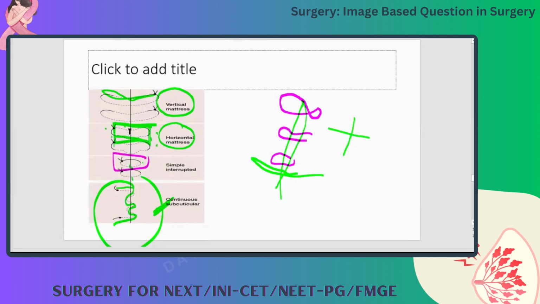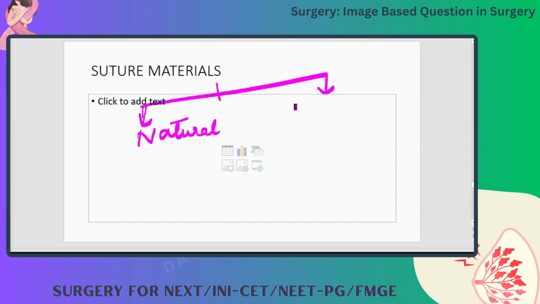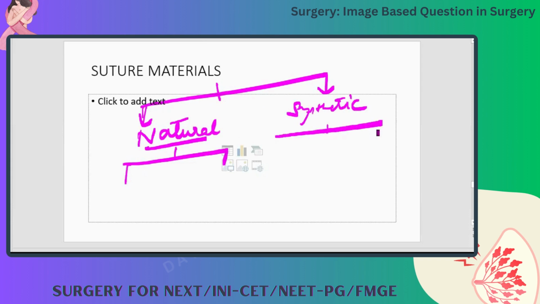Suture materials. Tell me about the suture materials you know. Ethylon, vicryl, silk, catgut. So basically natural and synthetic. Natural has again two types, synthetic again two types. Natural: absorbable, non-absorbable. Synthetic: absorbable, non-absorbable. So first we'll discuss natural.